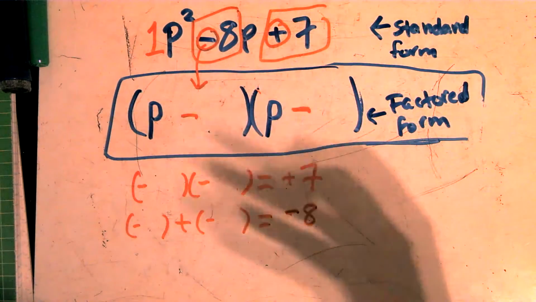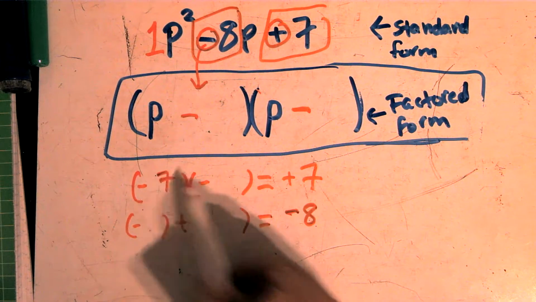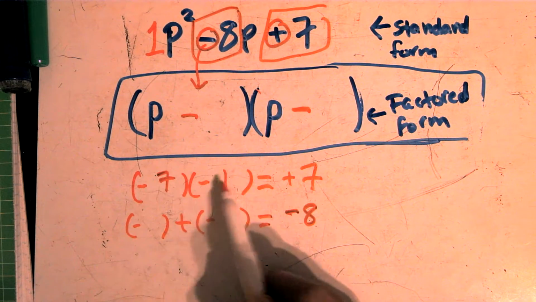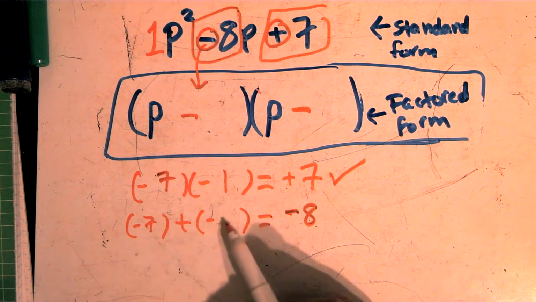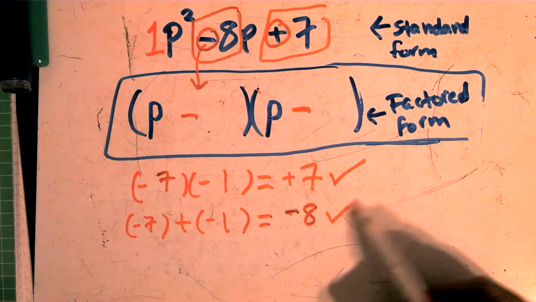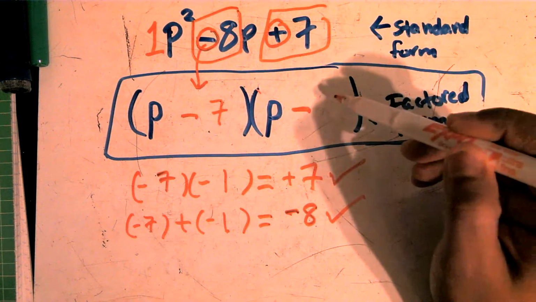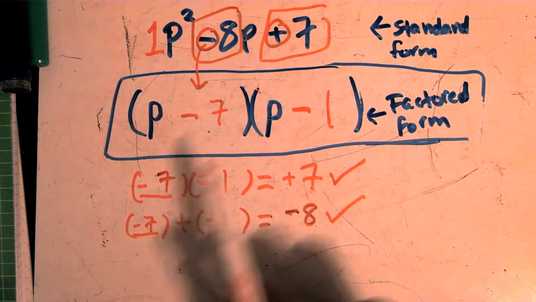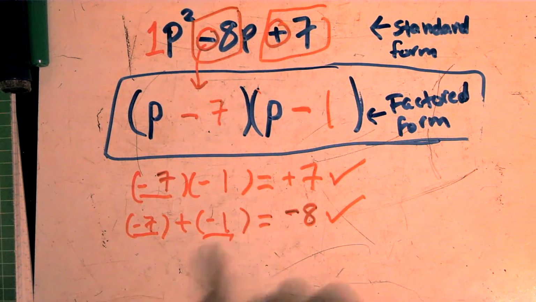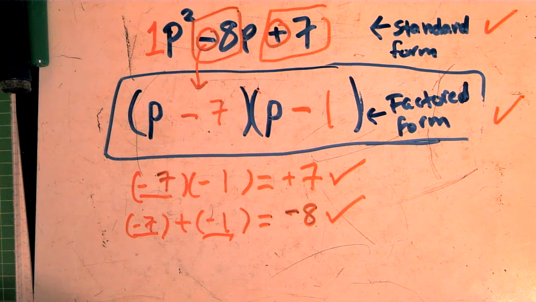Now 7, again, is also a prime number, so it's an easy one. We have 7 and 1. Negative 7 times negative 1 gives me a positive 7. Negative 7 plus negative 1 in the calculator gives me a negative 8. So my answer, my factored form, is going to be p minus 7, because of the negative 7, times p minus 1, negative 1. This is equivalent to the expression on top.